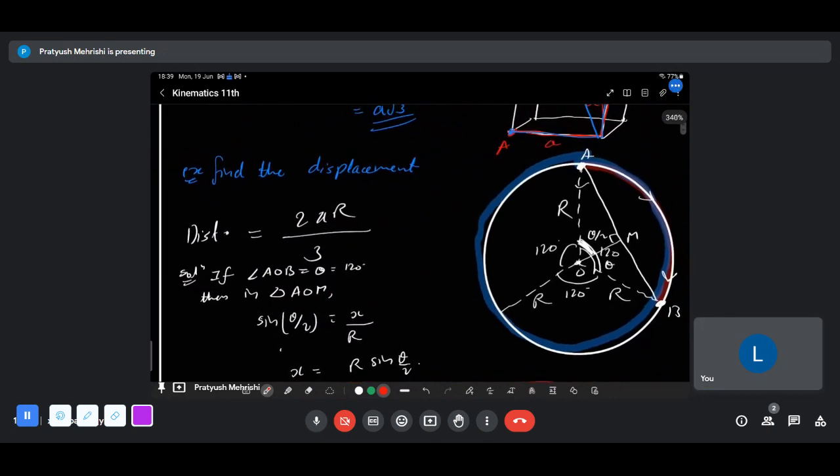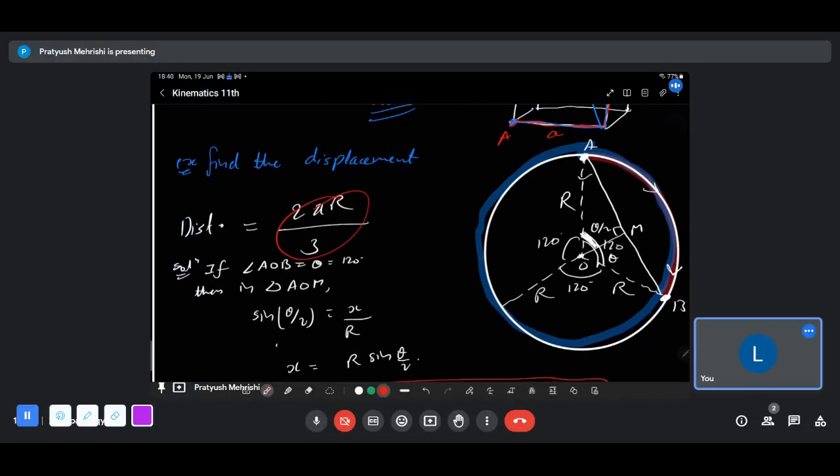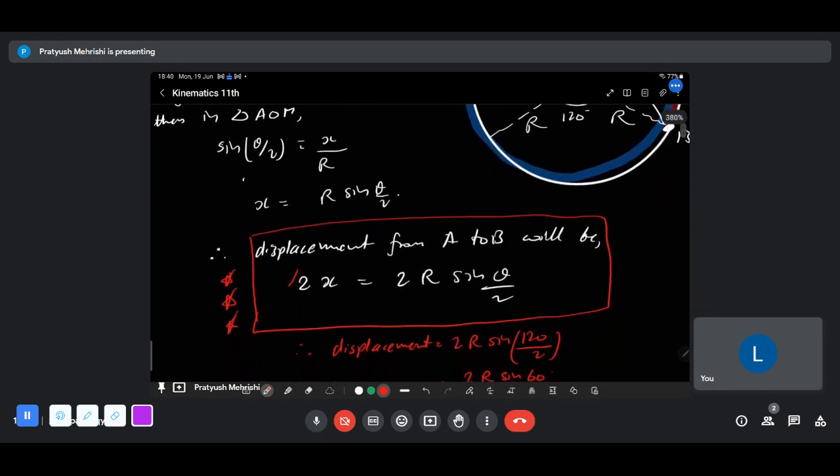Similarly, in this case, a particle is moving from A to B, and an angle is given, that it is making an angle of 120 degrees at the center. The question was to find the displacement. So displacement will be this AB vector, and one third of the circumference, the arc, will be the distance.